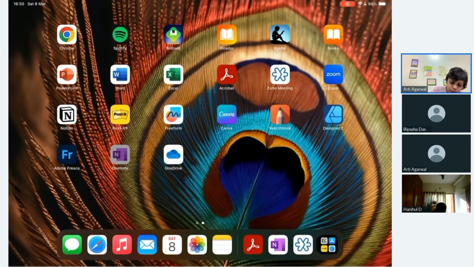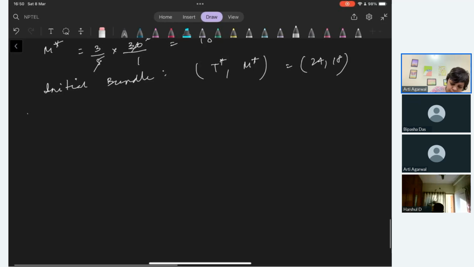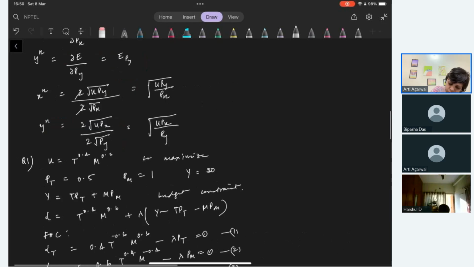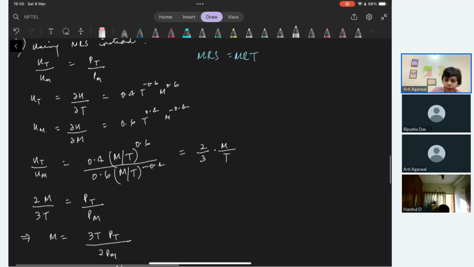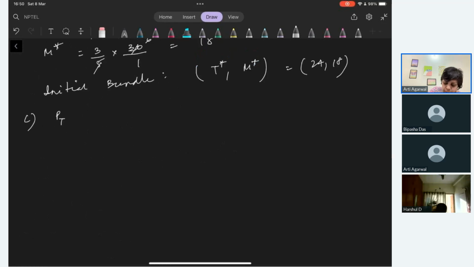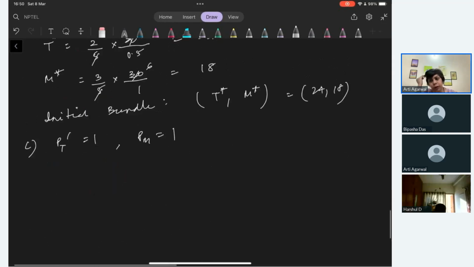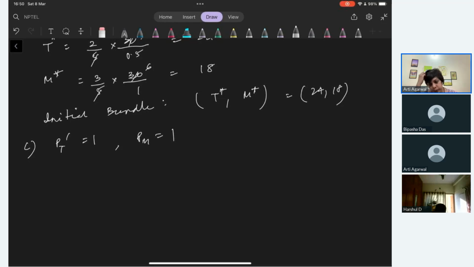So now let's go to part C. Let me label this properly. Okay, so part C, we need to find the new consumption bundle given PT prime is equal to 1 and PM is unchanged, it's already 1. Now if you want, you can do this whole treatment, whatever we did, we solved the whole thing, we simplified, or you can do whatever you normally do to find the optimal consumption bundle.